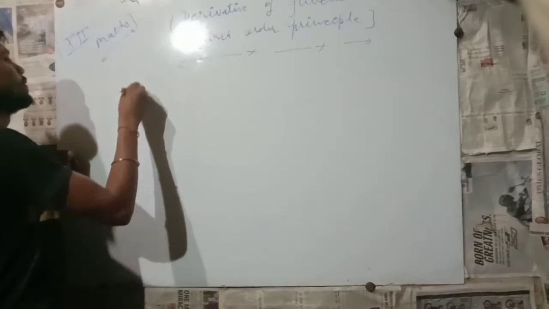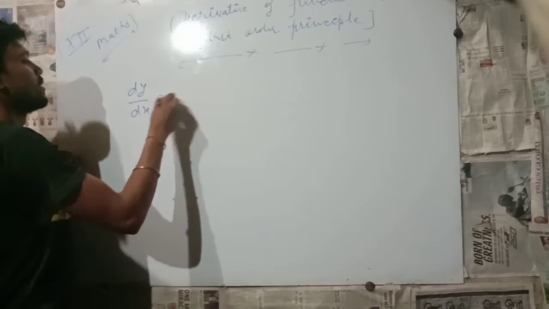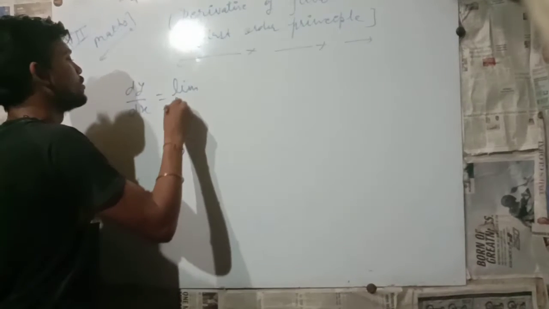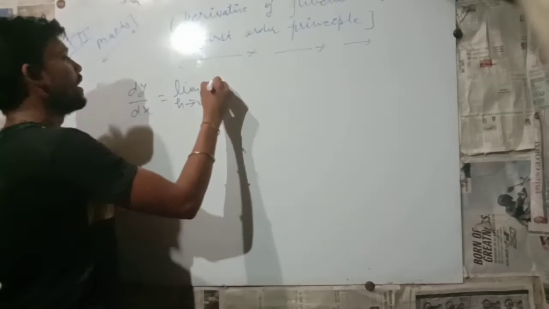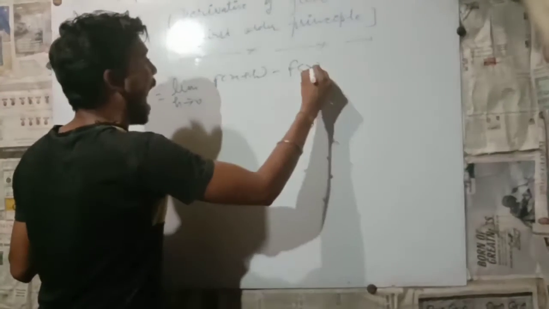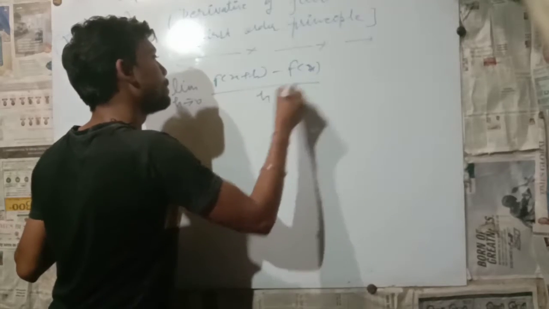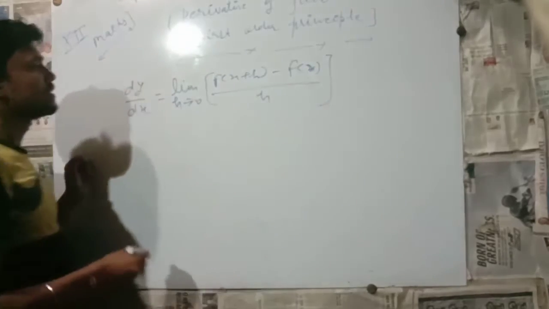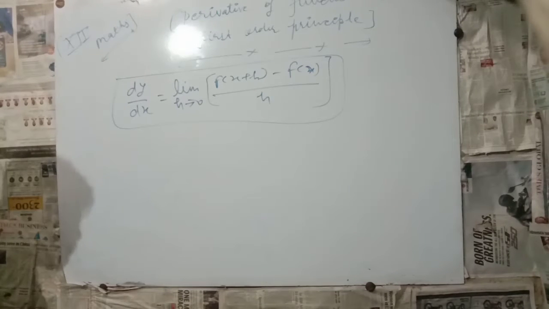So the formula is simply dy upon dx is equal to limit h tends to 0 of f(x plus h) minus f(x) upon h. This is the formula. This is very important, guys, and now I am going to solve some questions from this formula.